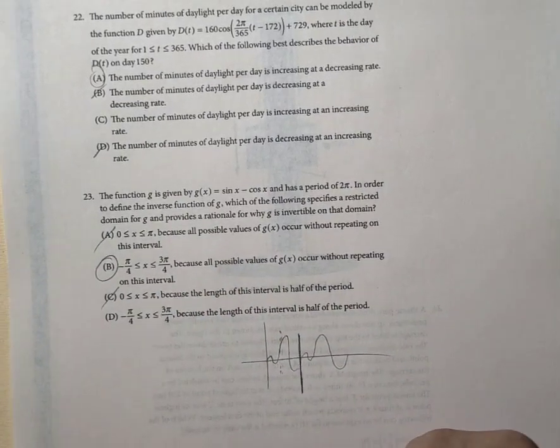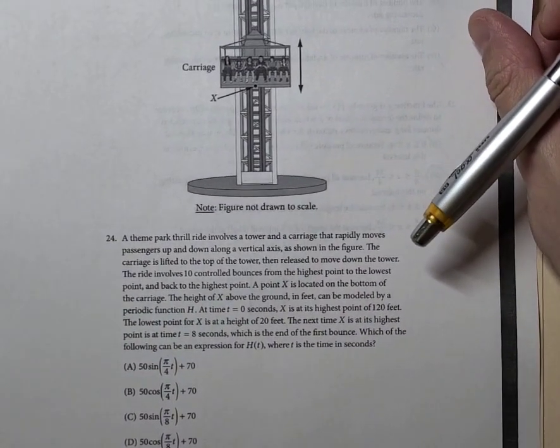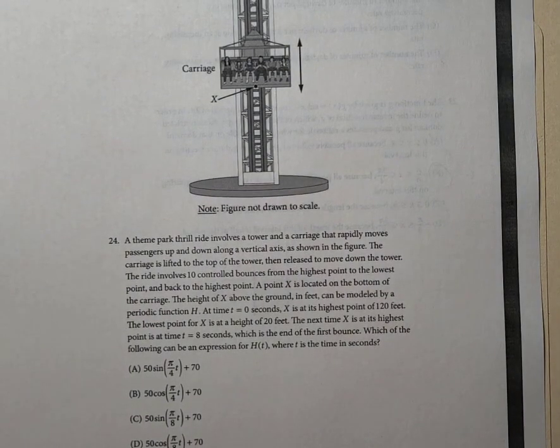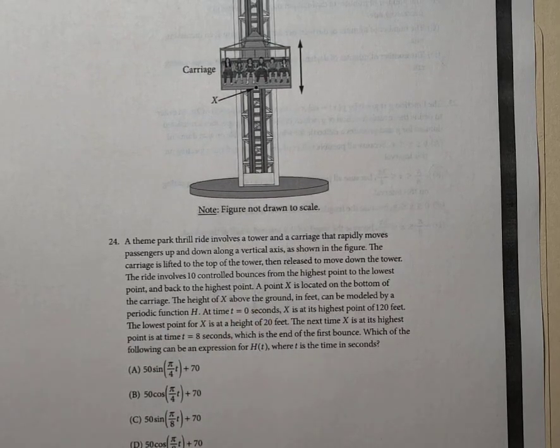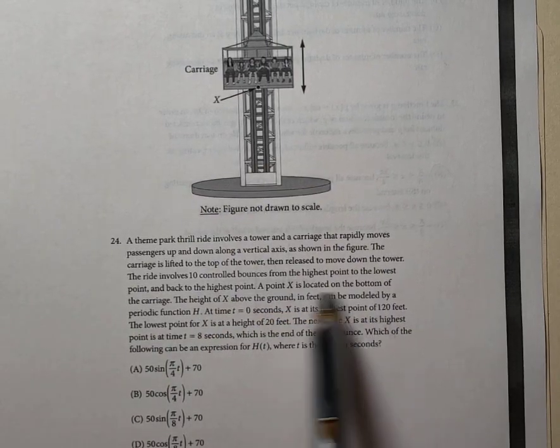Okay, and the last problem. A theme park thrill ride involves a tower and a carriage that rapidly moves passengers up and down along a vertical axis, as shown in the figure. The carriage is lifted to the top of the tower, then released to move down the tower. The ride involves 10 controlled bounces from the highest point to the lowest point and back to the highest point. A point X is located on the bottom of the carriage.